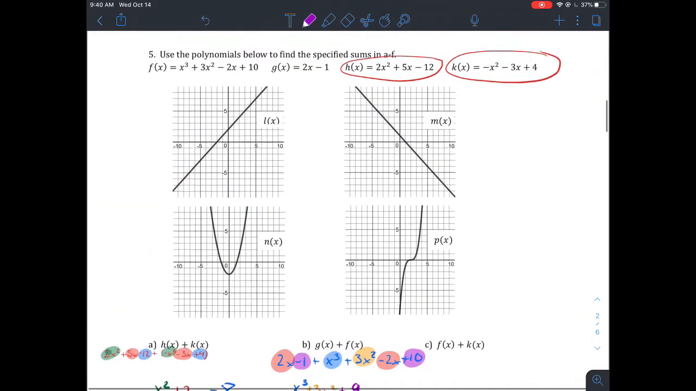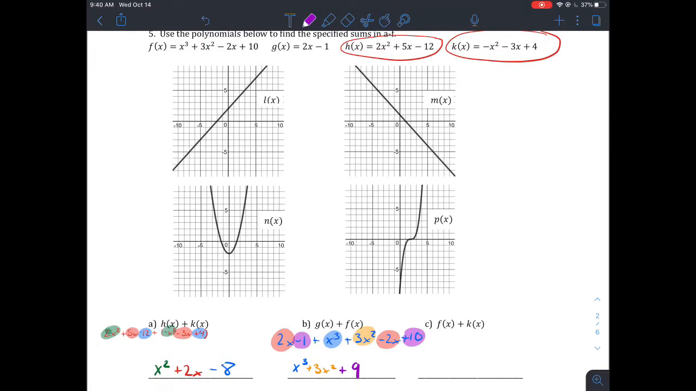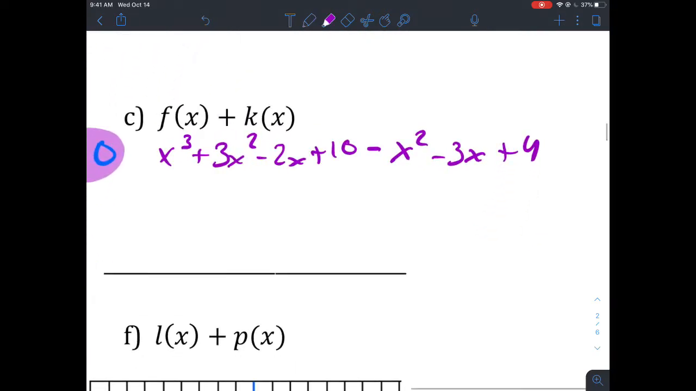Next, we've got f of x plus k of x. So let's look. Our f of x is x cubed plus 3x squared minus 2x plus 10. And we have to add k of x, so that's going to be plus a minus x squared minus 3x plus 4.